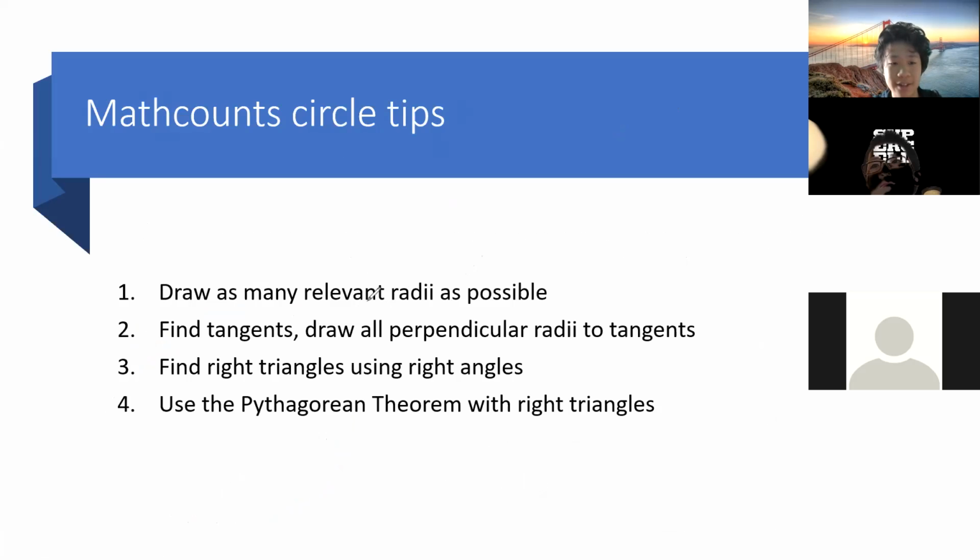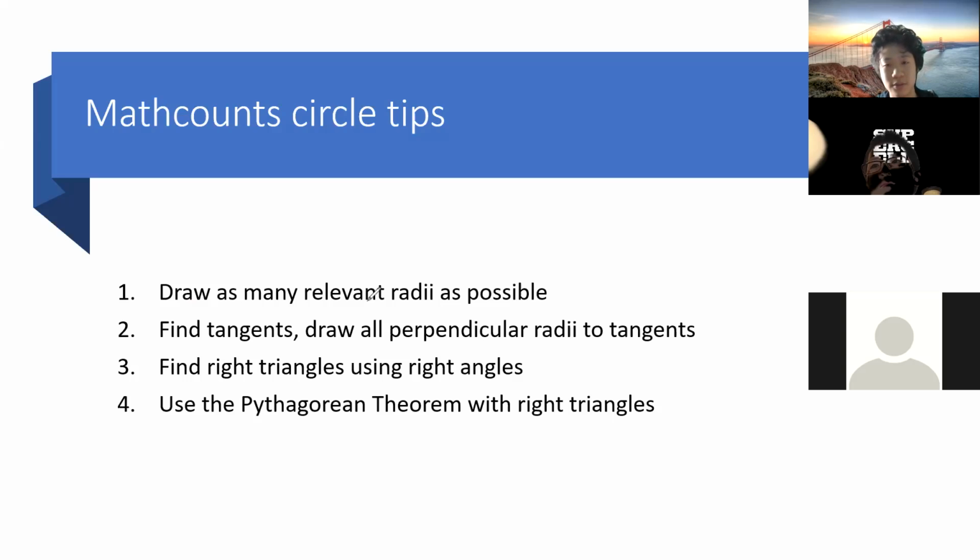Okay? Secondly, find tangents. So if you see tangents, draw all the radii that make the circle perpendicular to the tangents. Okay? And then if you have these right angles that you make with the radius and the tangent, then you can find right triangles. And then once you find right triangles, use the Pythagorean theorem to solve for what you want.